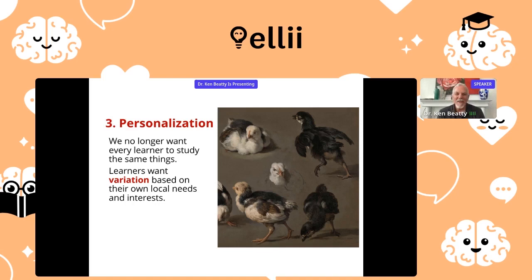Personalization. We no longer want every learner to study the same things. Learners want variation based on their own local needs and their own interests. We can't learn all of English. You're not going to memorize the whole dictionary. You're not even going to look at the whole grammar book. You're going to try to learn the language that you use that's important to you. And it's different for everyone, right?